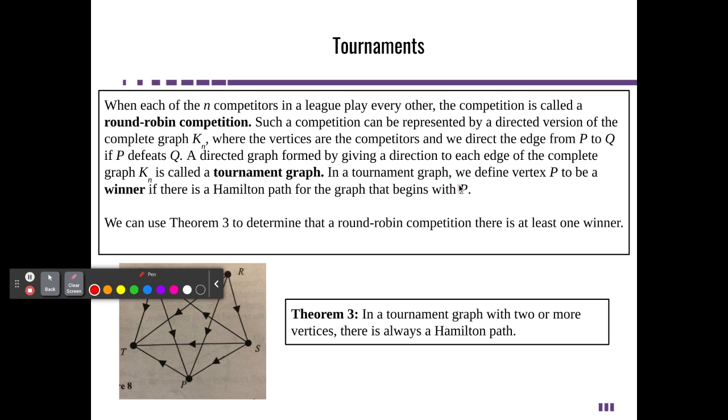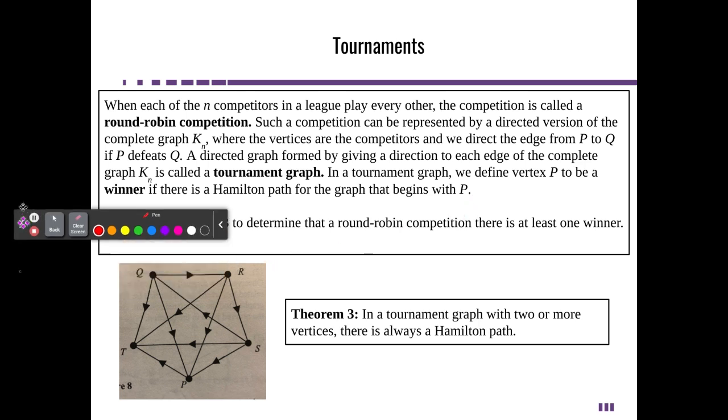And so in a tournament, we define vertex P to be the winner if there's a Hamilton path for the graph that begins at P. So there's the catch to this: it has to be a Hamilton path. Remember, the difference between Hamilton and Euler is that Hamilton looks at vertices and Euler looks at edges. So we're looking at vertices here, and each vertex is hit exactly one time. All right, so that means they would be the winner.